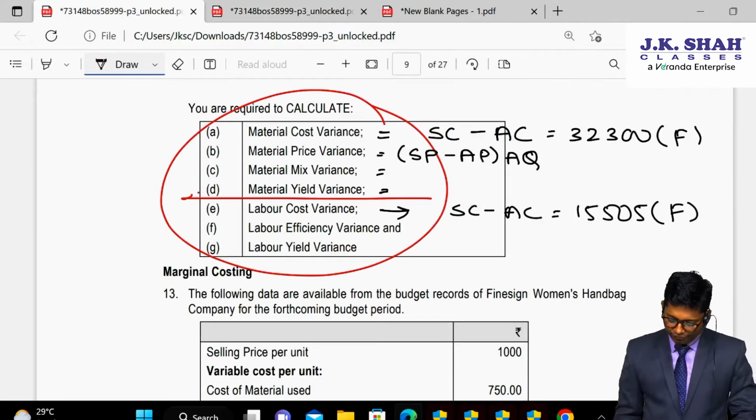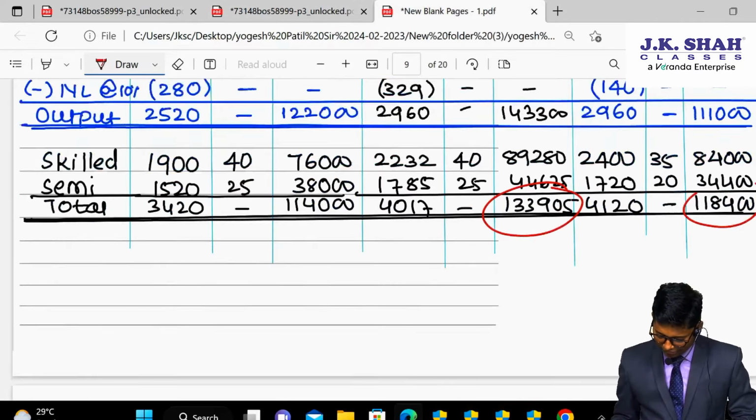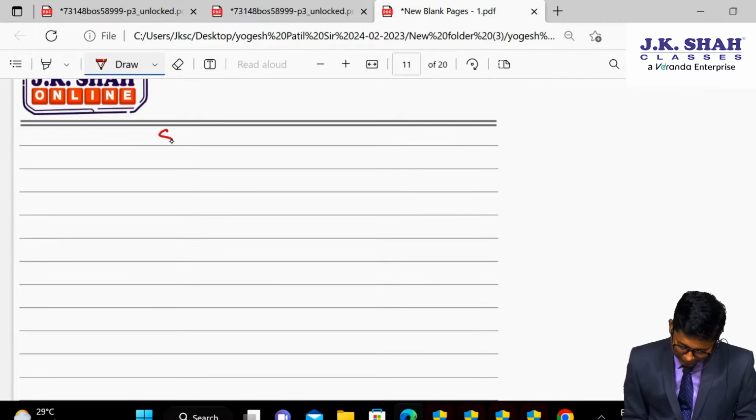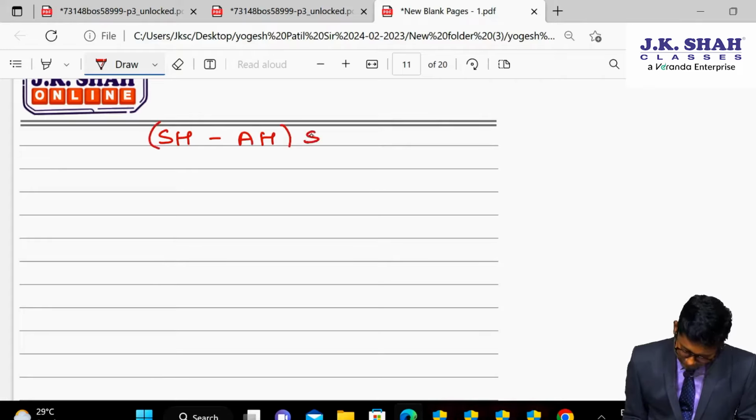After this, if you read efficiency variance, the efficiency variance formula I will solve here. I will show you the calculation. Efficiency variance is standard hours minus actual hours into standard rate.